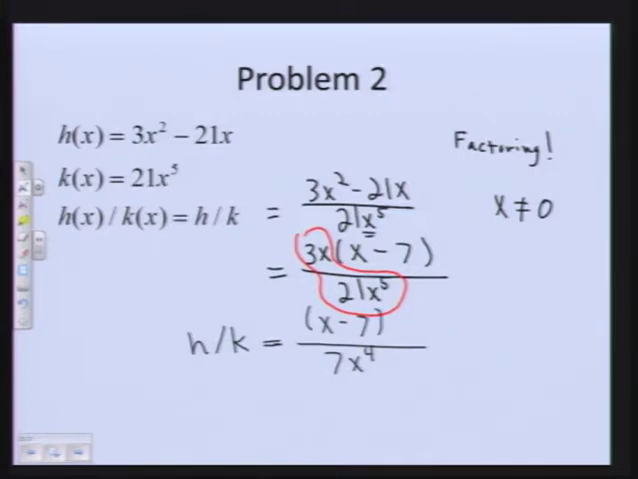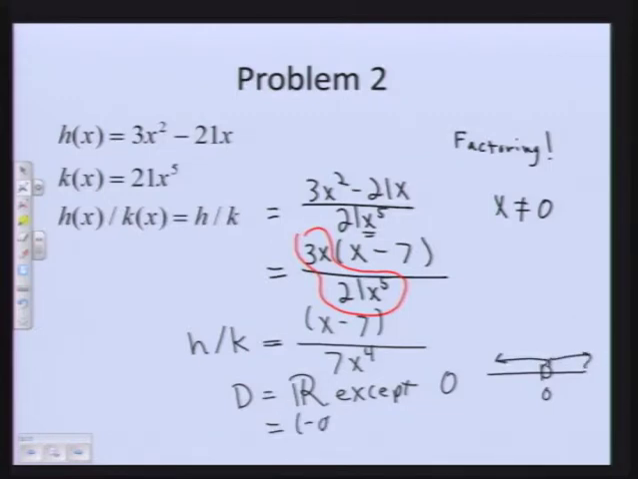Normally the problems don't. Now here again, the domain is all real numbers except 0. If we write this in interval notation, we have a hole at 0, but we have everything else around it. So we have negative infinity to 0, united with 0 to positive infinity, if we write it in interval notation. Okay?